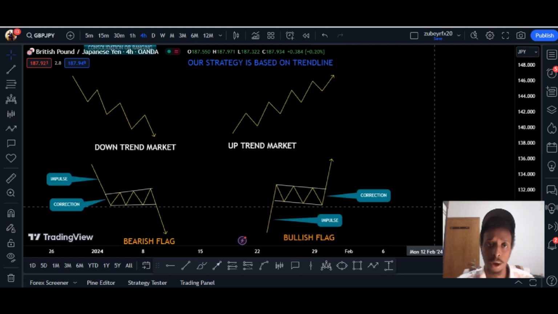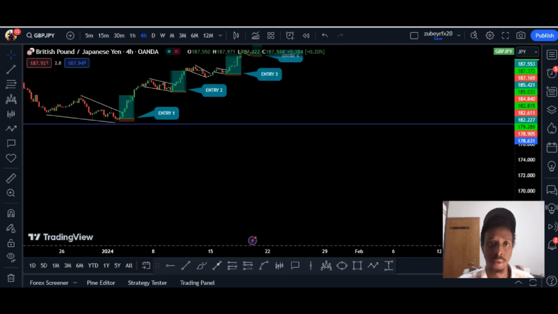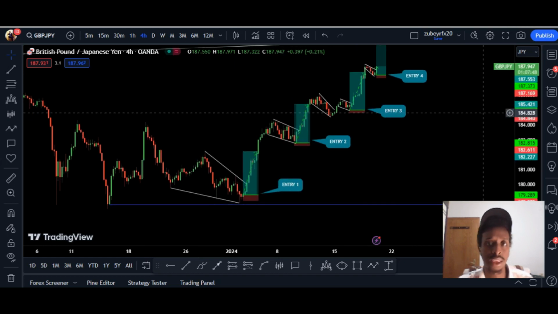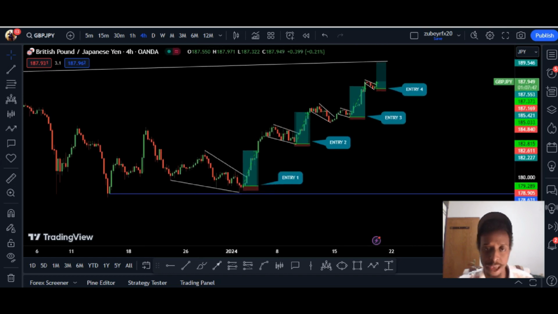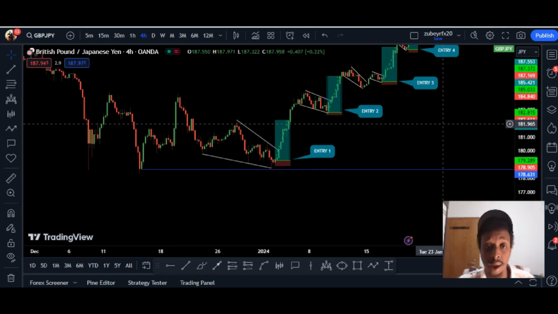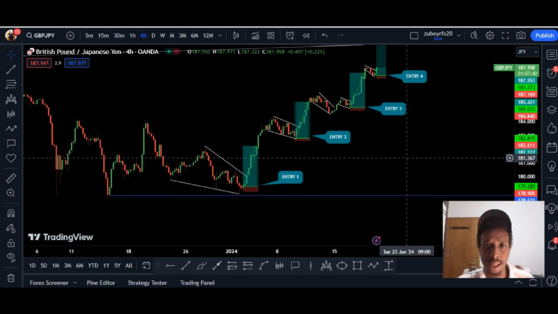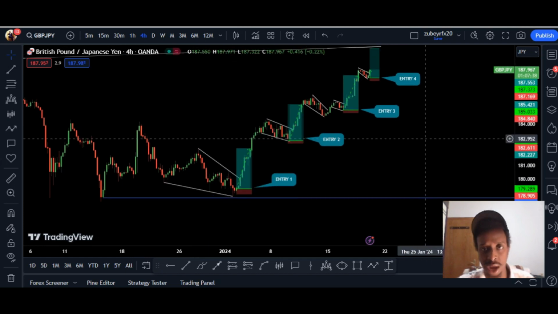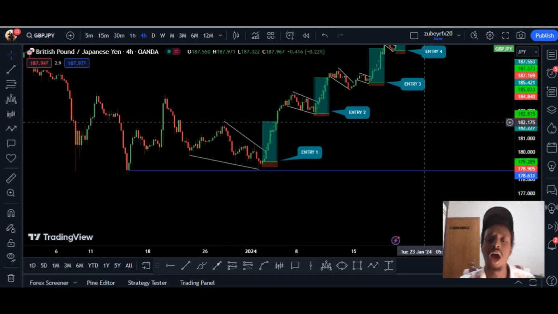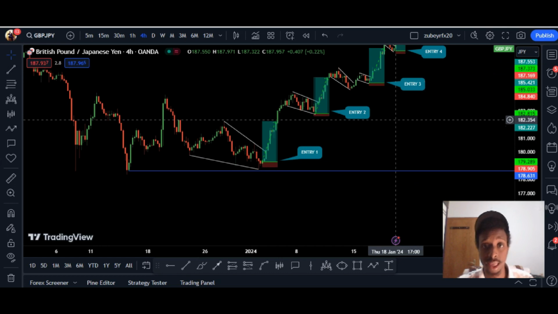So if I show you a real example, guys, one example is, I think, enough for JPY. If you look here at JPY, you can see the market right now is in an uptrend. So now let's look at how many patterns we are getting in the market.